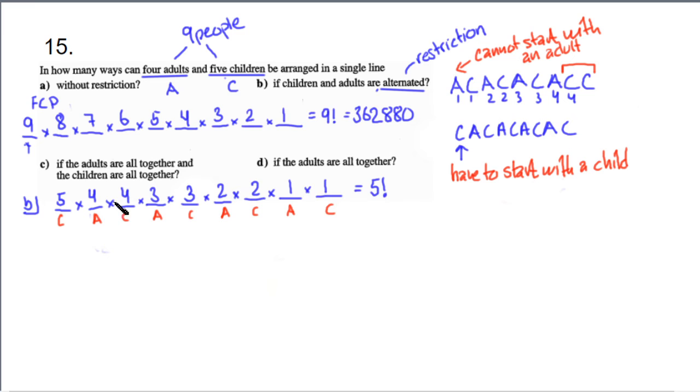And for the adults, we're going from 4 and down: 4, 3, 2, 1. That is times 4 factorial. If we evaluate this on our calculator, we're going to get 2,880 arrangements.